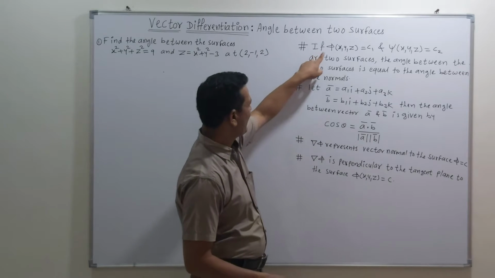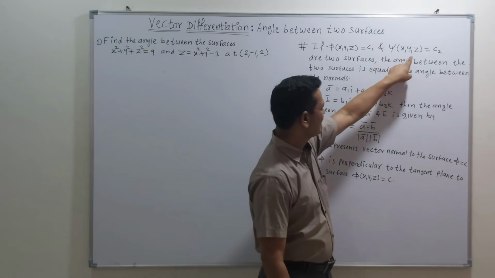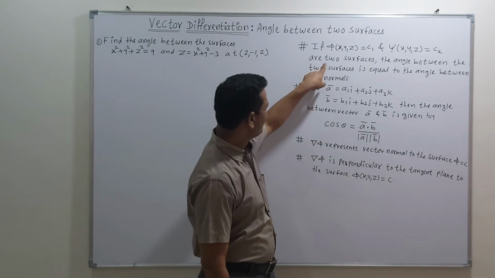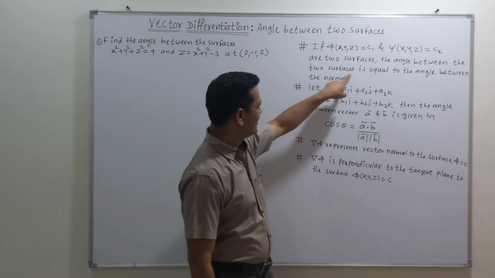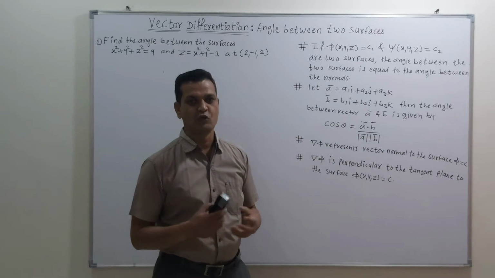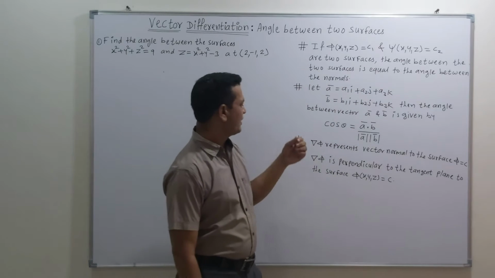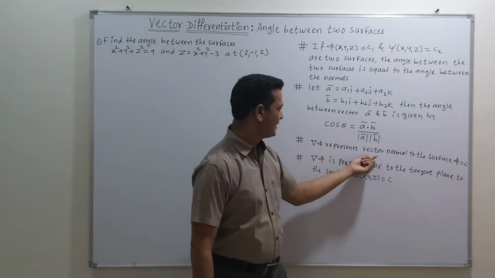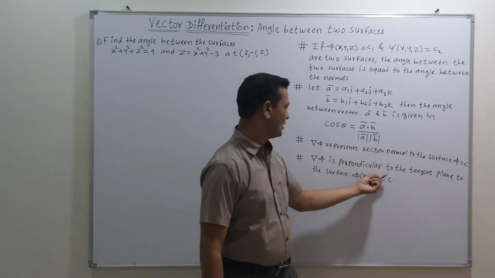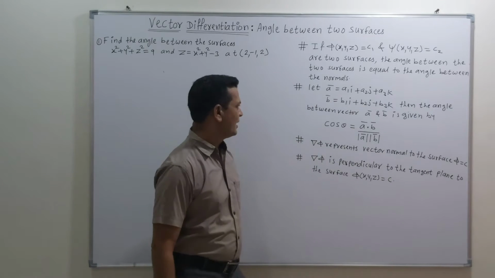So friends, if phi of xyz is equal to C1 is the first surface and psi of xyz is equal to C2 is the second surface, then the angle between these two surfaces is equal to the angle between the normals. That means to find the angle between these two surfaces, find the angle between the normals. Here del phi represents the vector normal to the surface phi, and del phi is perpendicular to the tangent plane to the surface phi of xyz is equal to c.